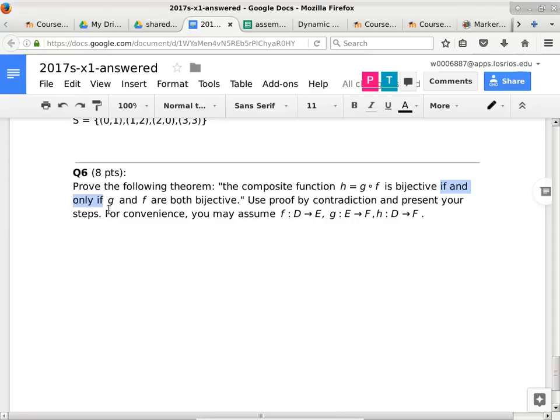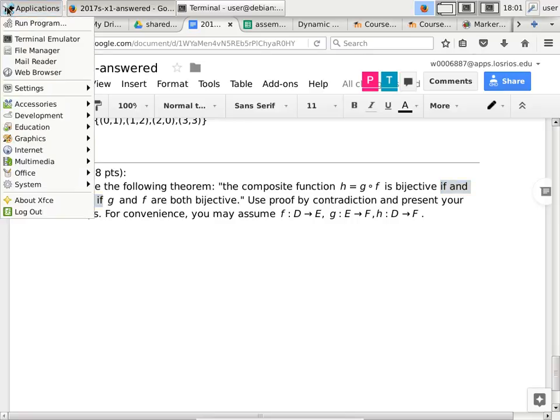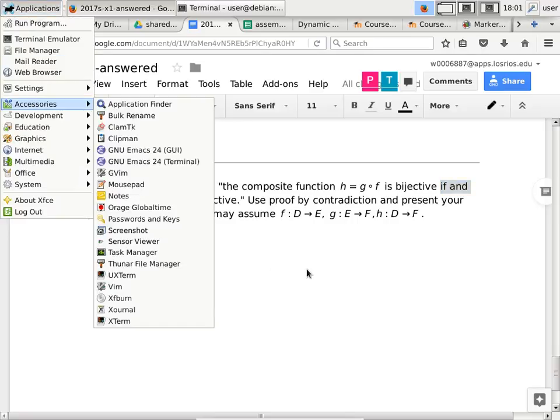If H is bijective, it does not guarantee that the component functions are also bijective. That part is not guaranteed. I can give you a counterexample to show that direction does not work. Okay, so I'll use the whiteboard, I'll use the projector as an example.